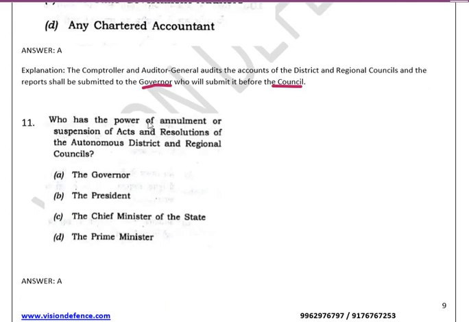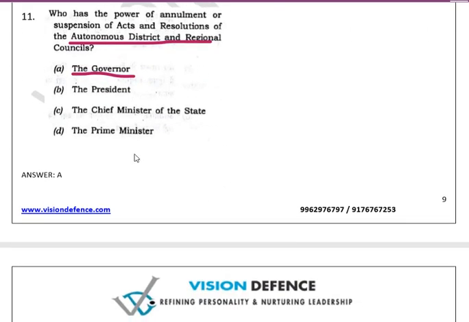11. Who has the power of annulment or suspension of acts and resolution of autonomous district council? So we know that all the powers with respect to autonomous district council, the governor has. So answer is A. He can suspend the acts or resolutions of acts passed by both Parliament or State Legislative Assembly.